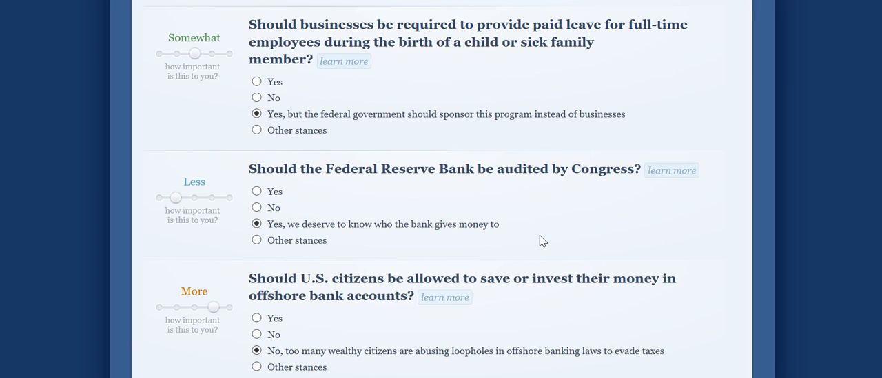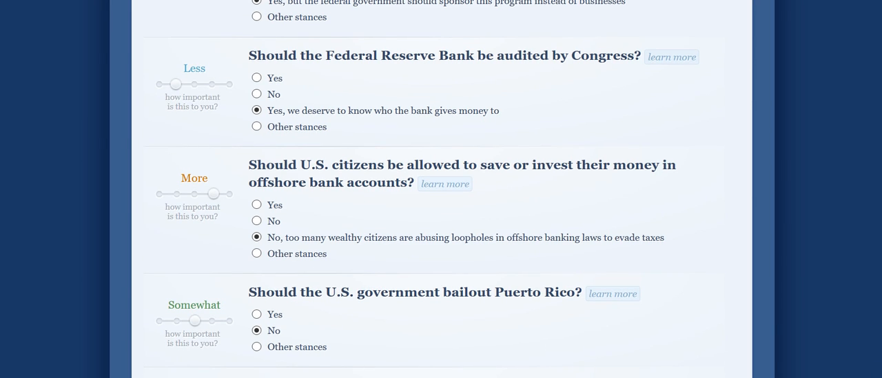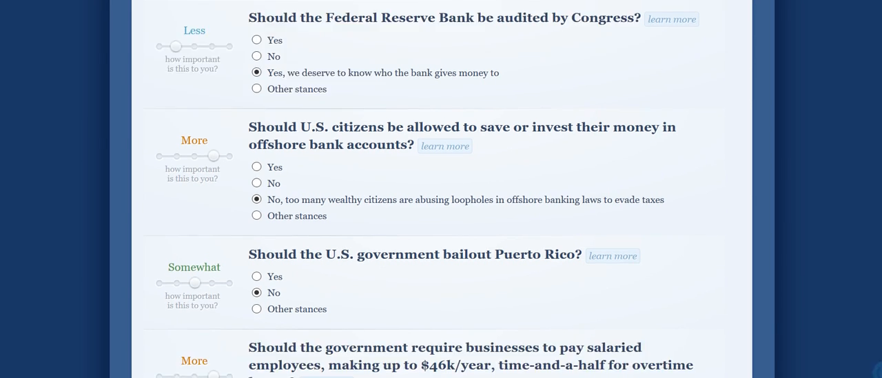I put no. Too many wealthy citizens are abusing loopholes in offshore banking laws to evade taxes. Yeah, I mean, that's the whole thing with that, right? It's not like your aunt who's a barista is saying, I'd really like to send my money to the Cayman Islands. That doesn't happen. You're talking about mega rich CEOs, and they're doing it specifically to avoid paying their fair share of taxes.